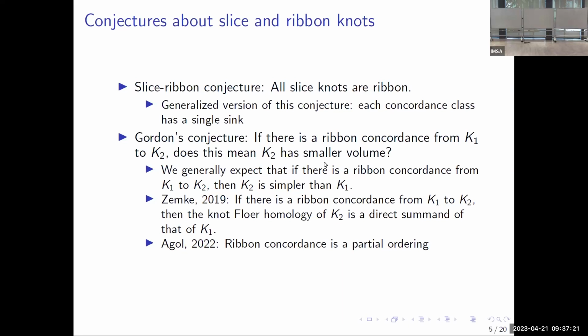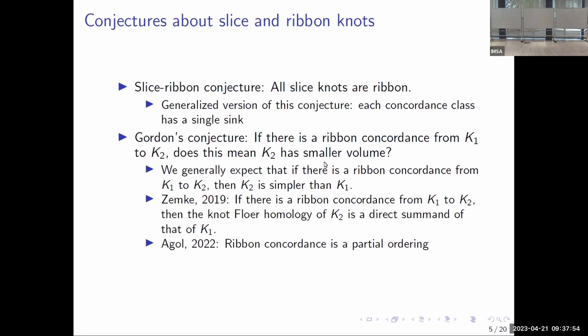So the partial ordering just means that, what Ian actually showed is you can't have knots K1 and K2 such that K1 is ribbon concordant to K2 and K2 is also ribbon concordant to K1, where K1 and K2 are different. But you can also ask the question, is it possible to have a non-trivial ribbon concordance from K1 to itself? There's always the trivial one, but you can ask whether there's a non-trivial one.